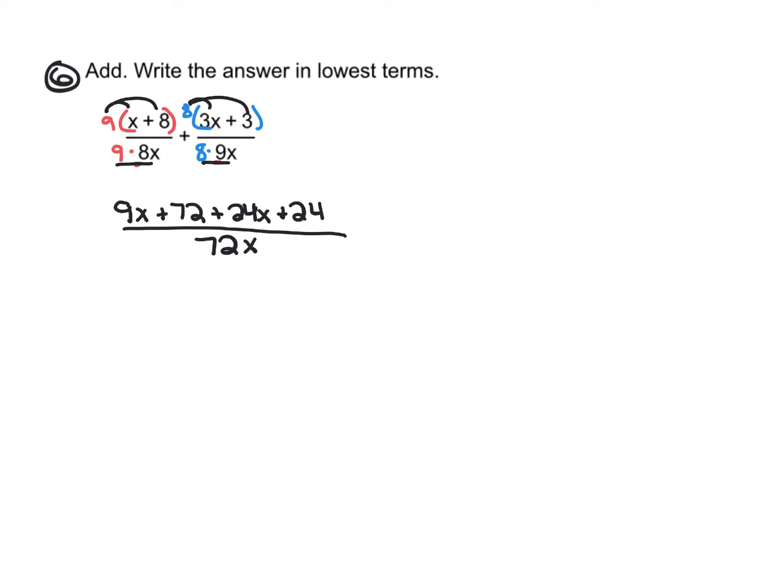9x plus 24x is 33x. Positive 72 plus 24 is positive 96. And then my denominator is still 72x. Okay, I know all of these numbers are divisible by 3, so I'm going to divide them all by 3. 33 divided by 3 is 11x. 96 divided by 3 is 32. And 72 divided by 3 is 24. And then I need that x on there. And that looks like it's as simple as it's going to go. So this is my answer.